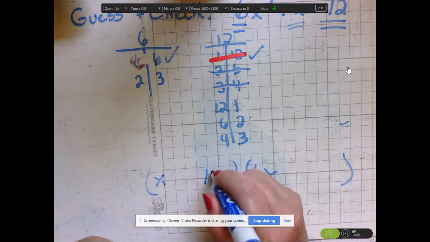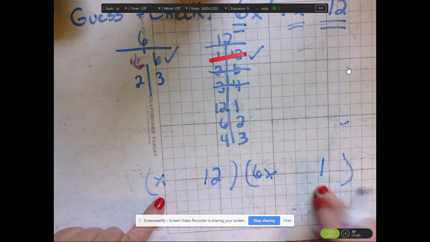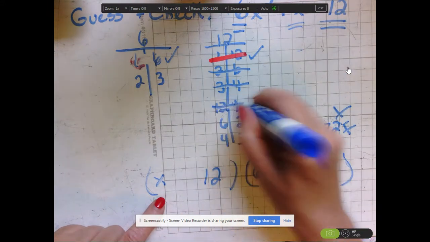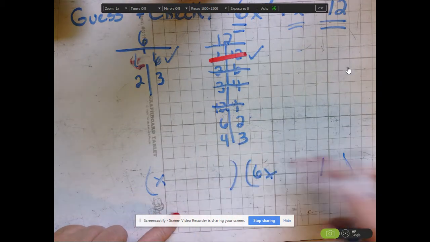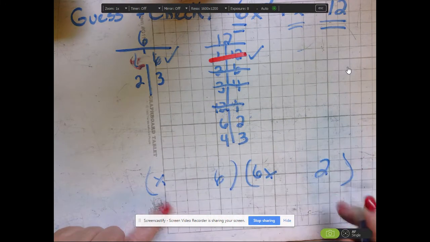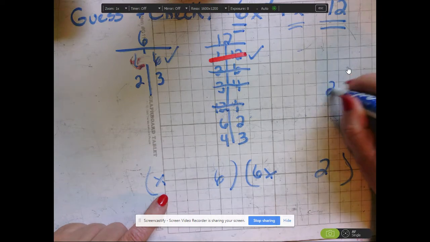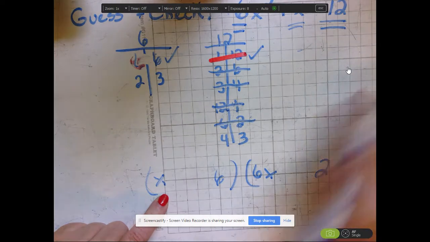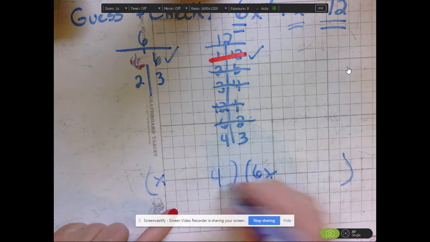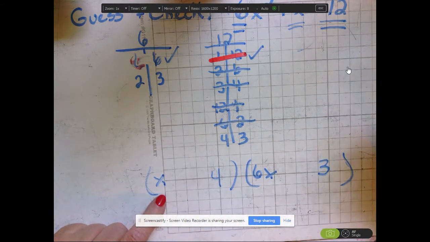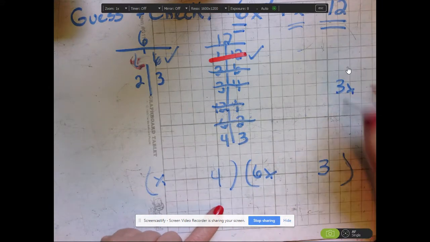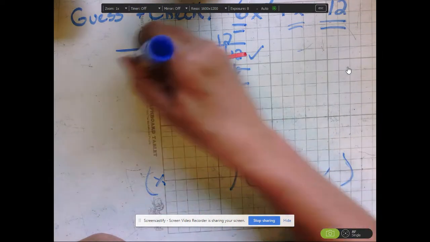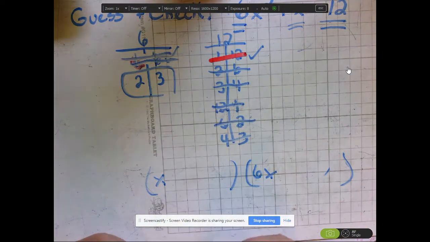Now I'm going to try a 12 and a 1. Now here I'll have an x and a 72x. No way I can get to a positive x. Cross that one out. And now I'm going to try 6 and 2. I get 2x and 36x. Still no luck. I'm going to try 4 and 3. All right, that'll give me a 3x and a 24x. No luck. So therefore, this one doesn't work. I'm going to go down and try this one here now.